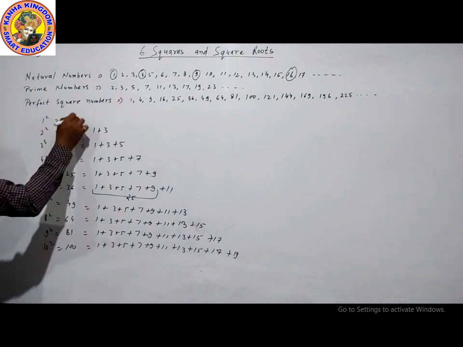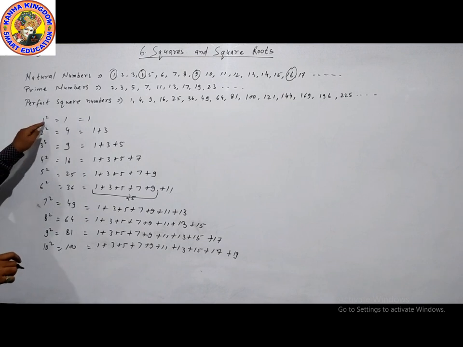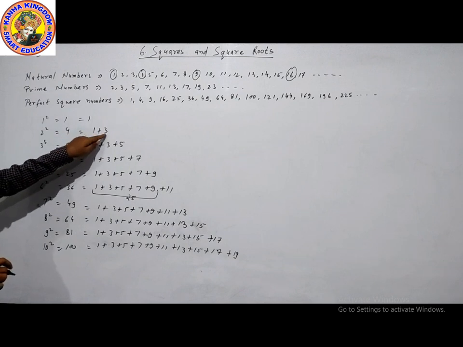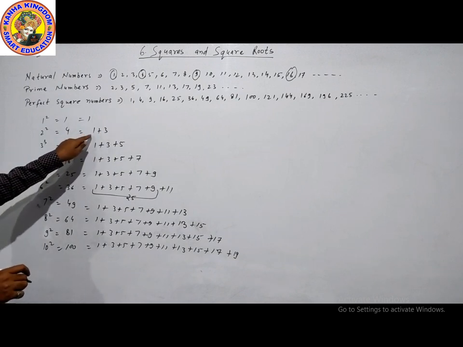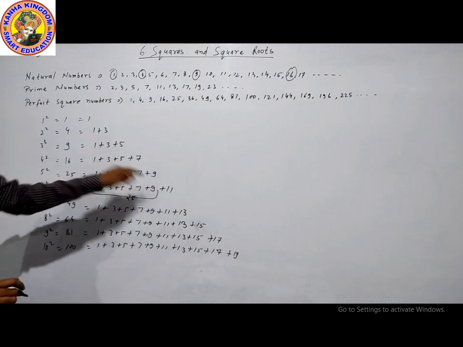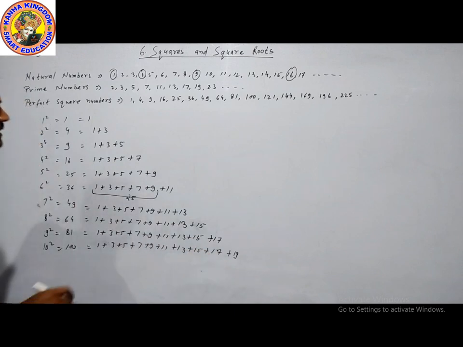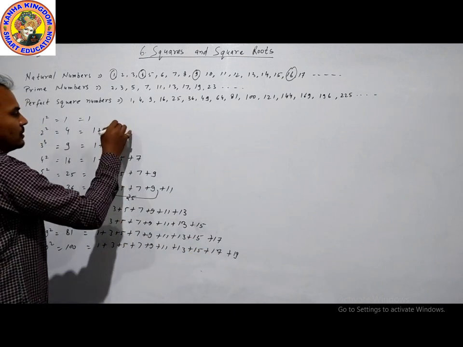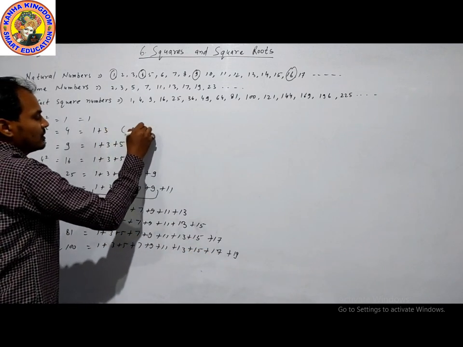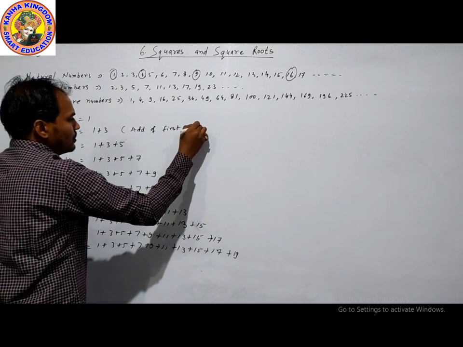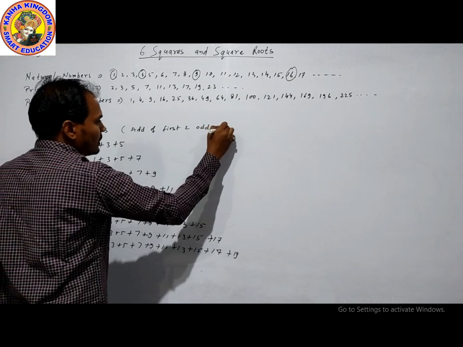Now here, 1 square is 1. 2 square is the addition of the first two odd numbers. These are the odd numbers: 1, 3, 5, 7, 9, 11, 13, 15, 17, 19. So the square of 2 is the addition of the first two odd numbers.